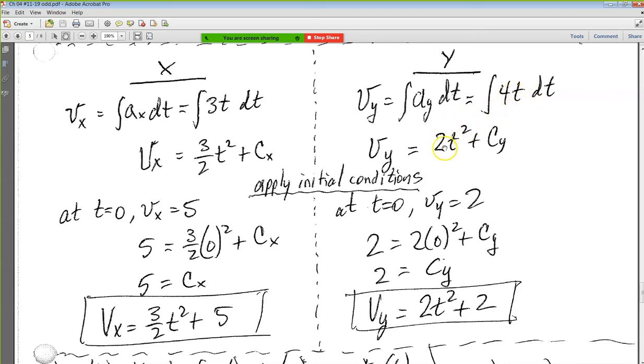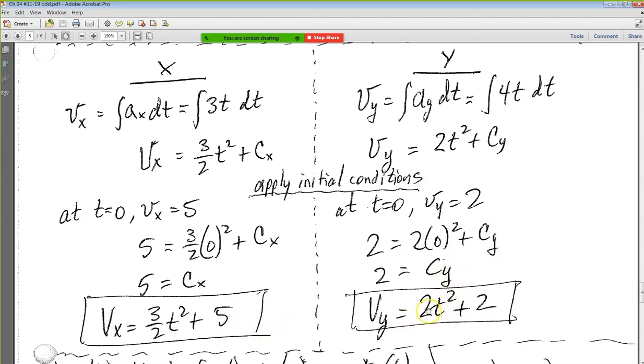Again, you can figure out that when you take the derivative of 2t squared, you get 4t. So 2t squared is the integral of 4t. And again, I'm going to apply my initial conditions to figure out what this constant of integration is. That's the name for this constant here that we would not know if it were not for the initial conditions. It tells me at the beginning the velocity in the y was 2, so I plug those values into my equation and solve for the y integration constant, and that is the number 2.